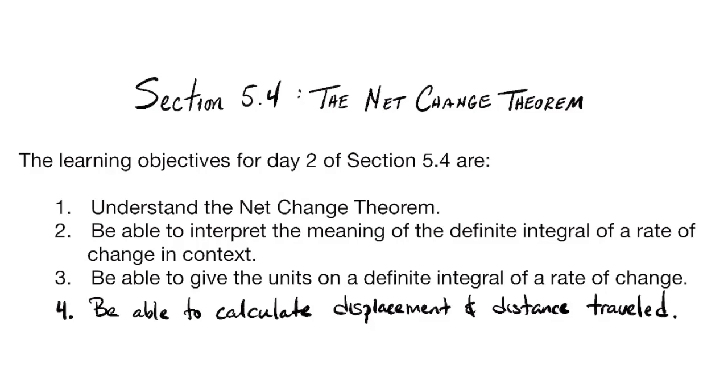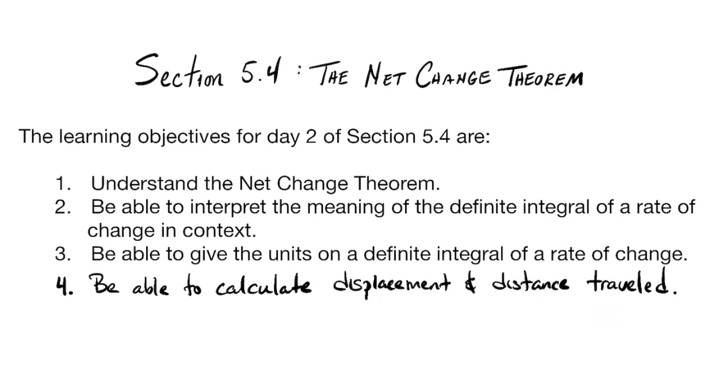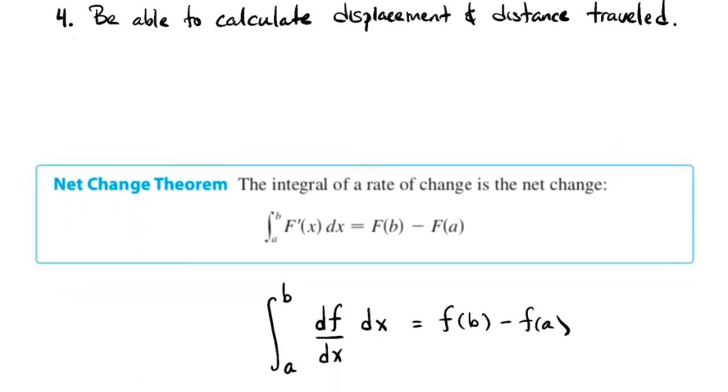And then you can see I've added a fourth one. This is just a specific context from physics, but I want to be able to calculate, given a velocity curve, the so-called displacement of a particle and the distance traveled by a particle moving along a line. Okay? So let's get started with the statement of the theorem.